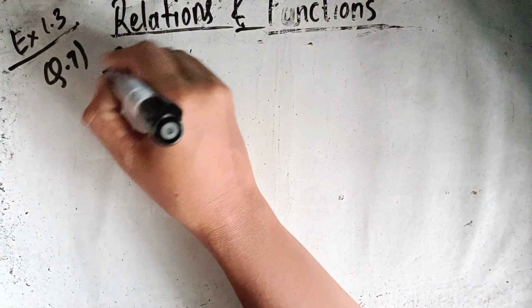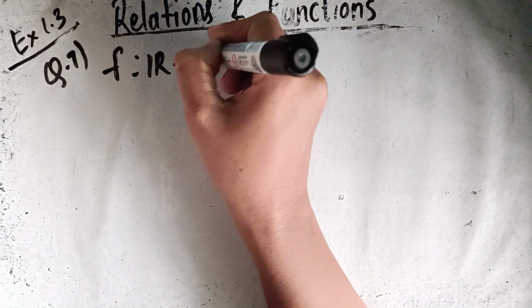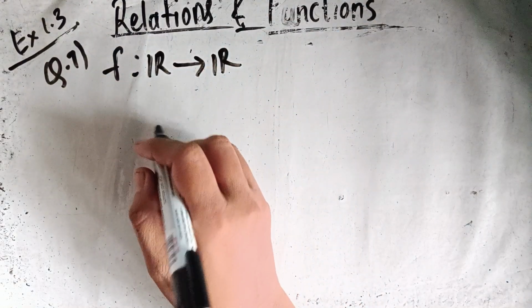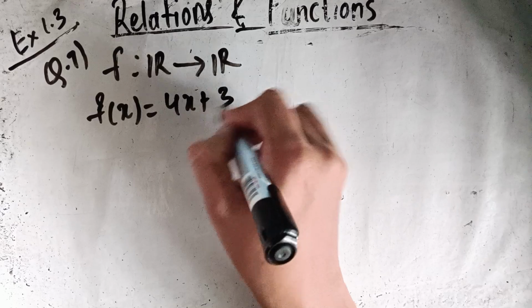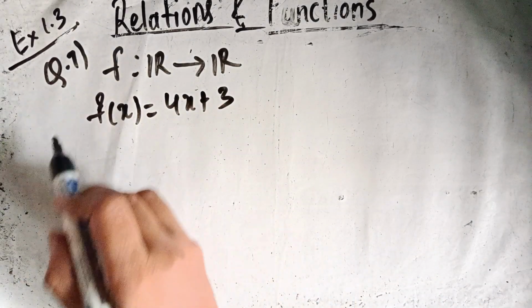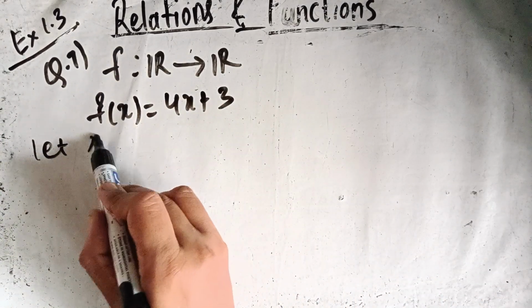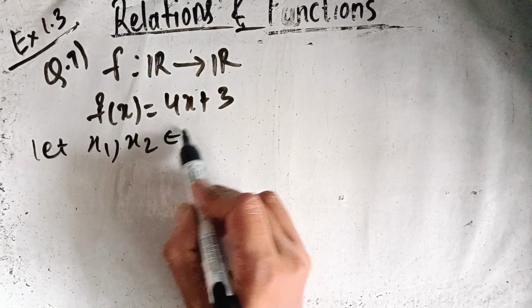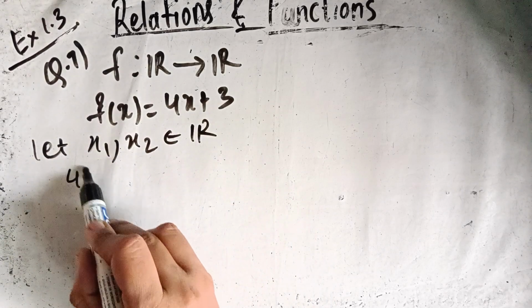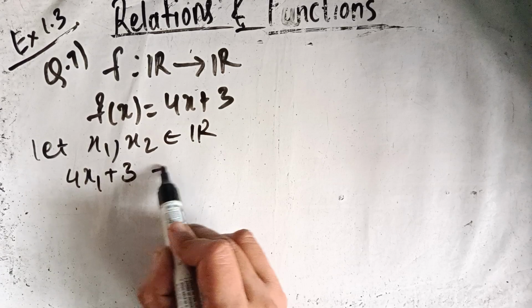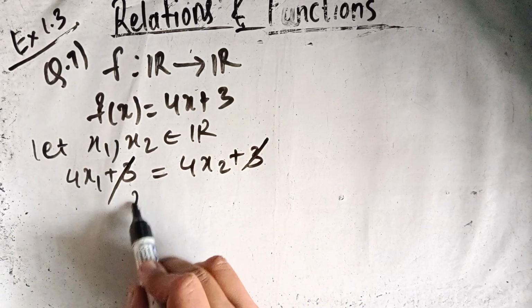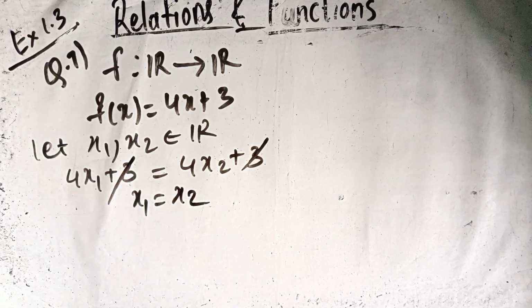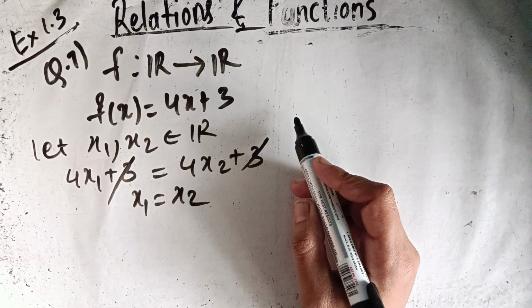So f is from R to R and it is defined as f of x equal to 4x plus 3. Let x1, x2 belong to R. 4x1 plus 3 is equal to 4x2 plus 3. So x1 is equal to x2. So this is proved, 1-1 is proved.